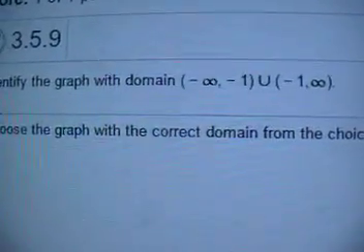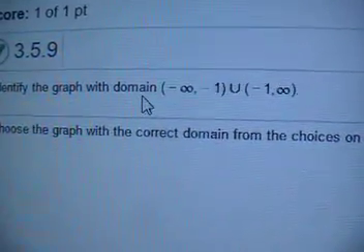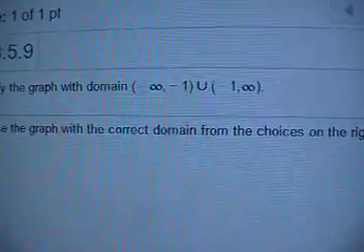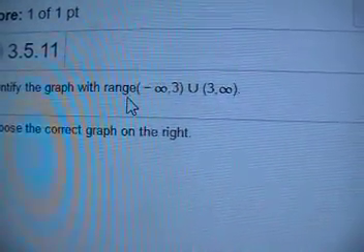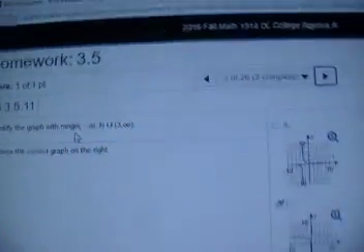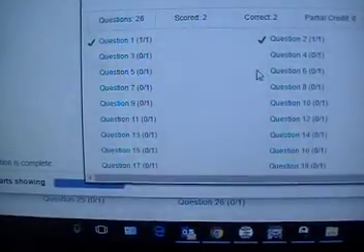1 says identify the graph with a domain. Domain is vertical, because that's x. 2 says the range, which is the y, that's horizontal. The third question is like number 6.